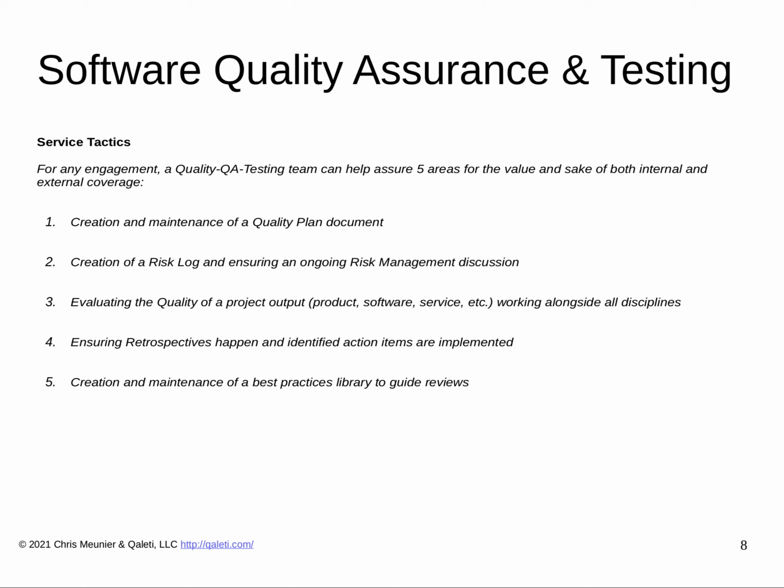Tactically, there are a handful of activities that provide much value to support optimal and ideal QA practices. Creating and maintaining a quality plan document provides transparency and the ability to scrutinize the QA testing practices of development and delivery. A risk log ensures an ongoing risk management discussion. The evaluation of quality of a project output, the product, the software, the service, etc., allows teams to work alongside each other and all disciplines to prevent and detect issues from occurring. Retrospectives, certain types of meetings, provide a medium for reflection, opinions, experiences, and ideas to be communicated amongst teams to optimize processes and output going forward. A best practices library, whether manual or automated, will help to guide reviews and identify deviations.